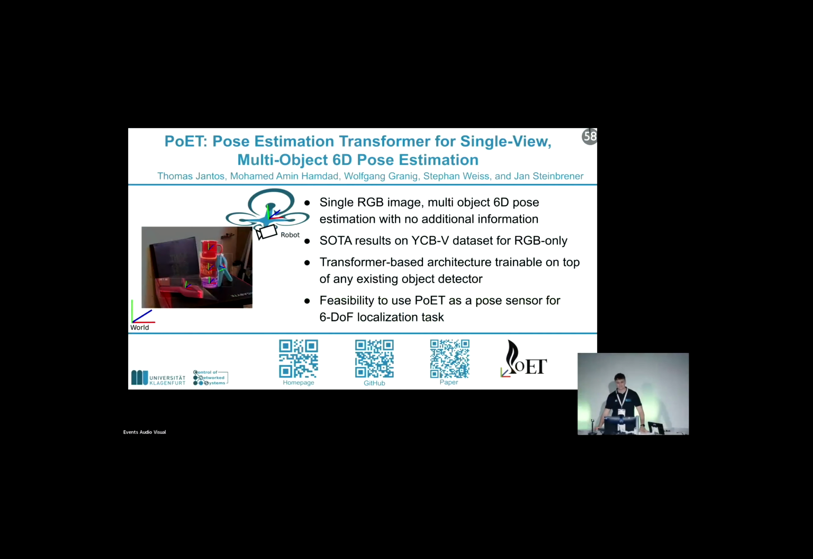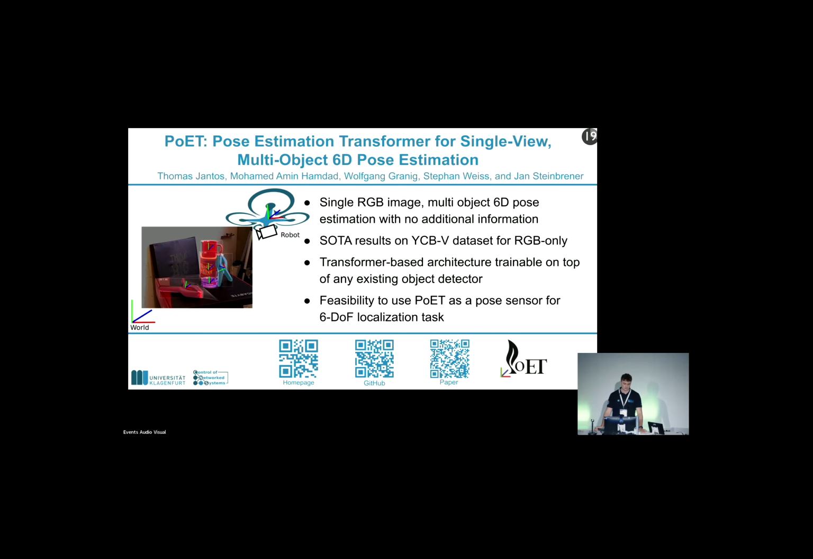Hello, everyone. My name is Thomas, and together with my co-authors, I want to present to you today POET, a pose estimation transformer for single image multi-object 6D pose estimation. Our motivation is that we want to take a single RGB image and estimate the pose of every object detected in the image with no additional information such as depth maps or 3D models, due to computational or hardware limitations. We achieve state-of-the-art results on the YCBV dataset for RGB-only approaches. It's a transformer-based architecture that's trainable on top of any existing object detector. We analyze this in depth.